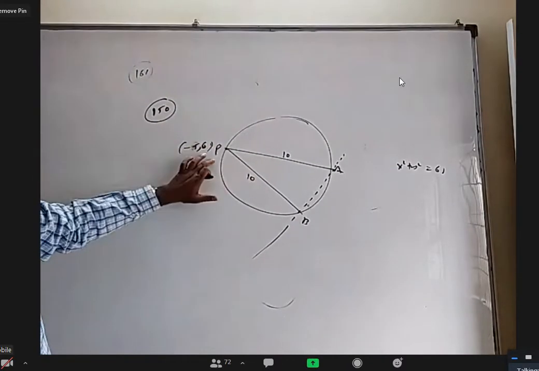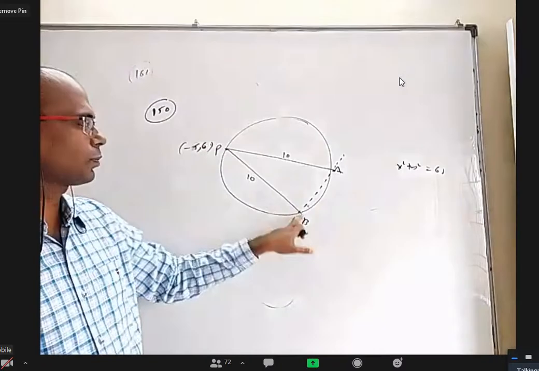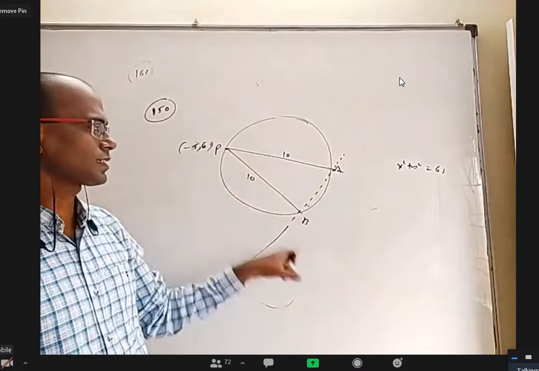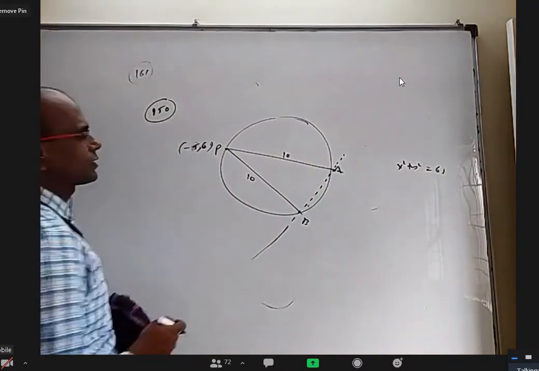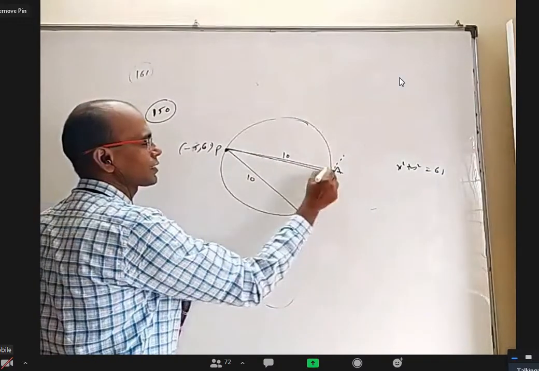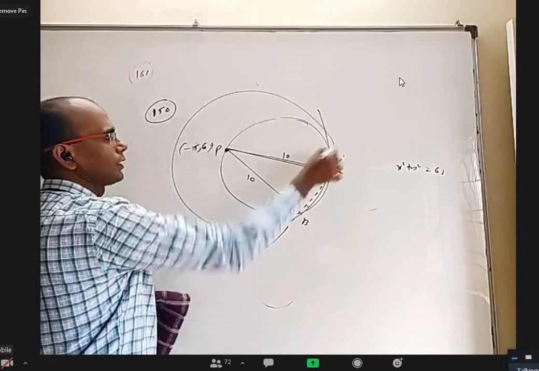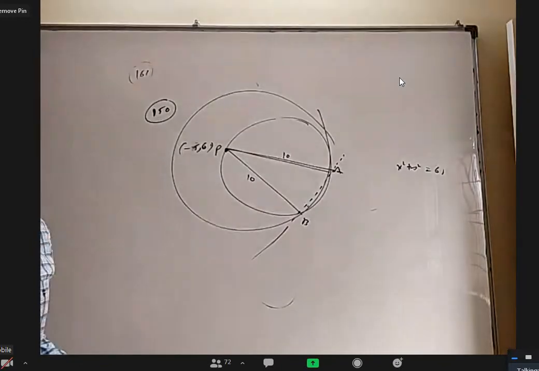Circle is there. One point on that circle is given. There are 2 particular points on the same circle, this distance 10, this distance 10. They want this line AB equation. How to do is very simple. Take this point as the center, 10 as the radius. You'll get one circle. Subtract these 2 circles. You'll get that line.